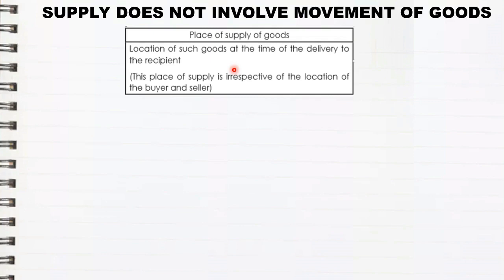So here the goods are not moving from one place to another. So when the goods are not moving from one place to another, or there is no movement of goods, at that time the place of supply will be the place where the goods have been purchased. So in this case the place of supply would have been Goa.